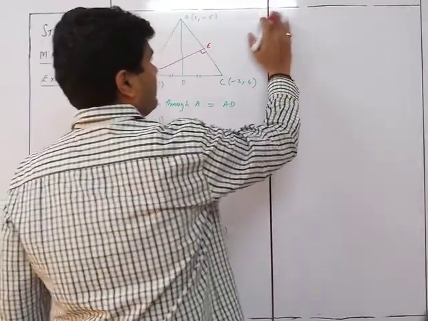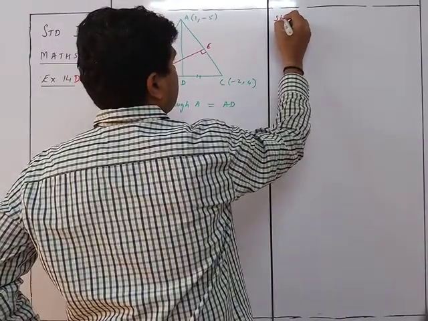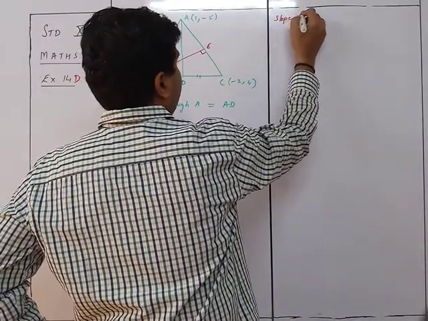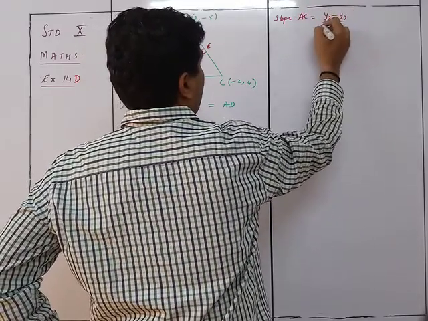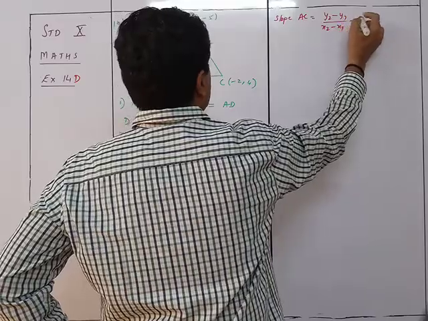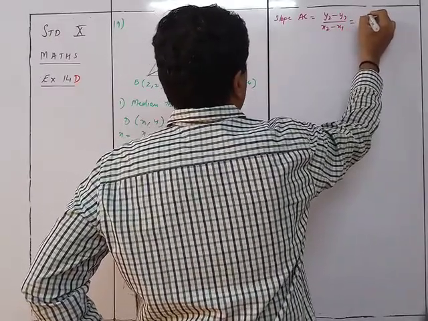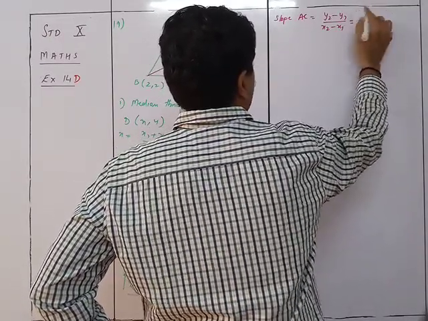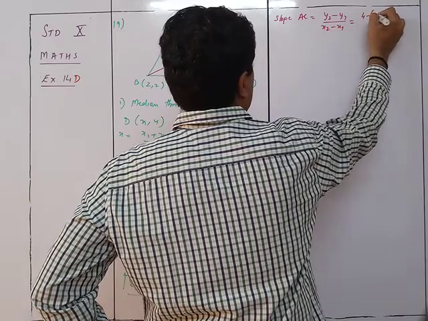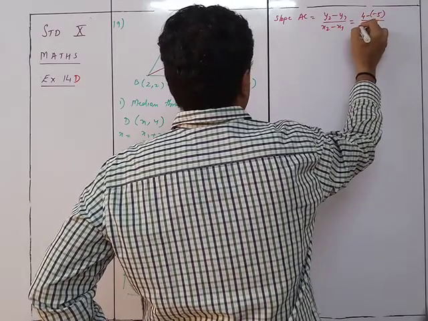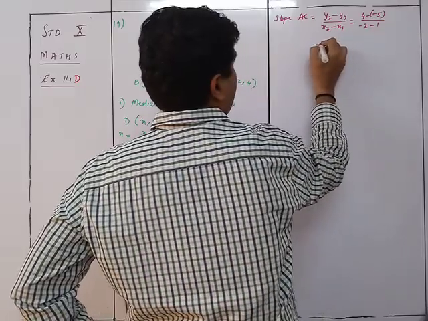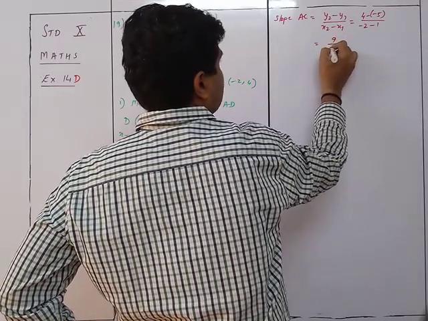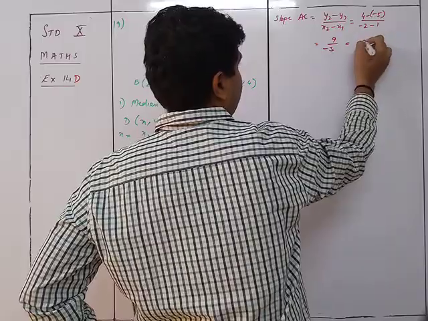So slope of AC is y2 minus y1 upon x2 minus x1, which is equal to 4 minus minus 5 upon minus 2 minus 1. That will be 9 upon minus 3, which is equal to minus 3.